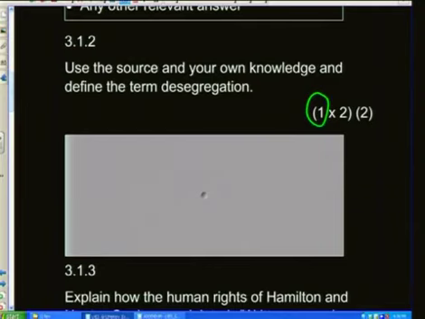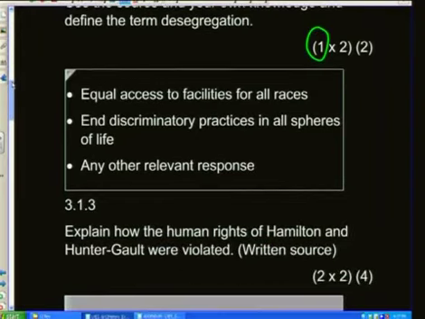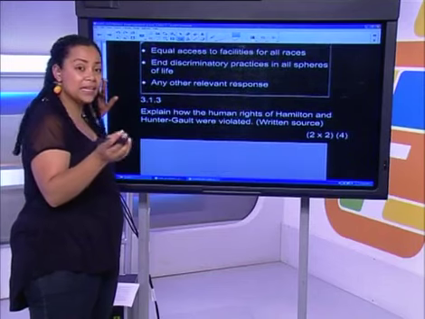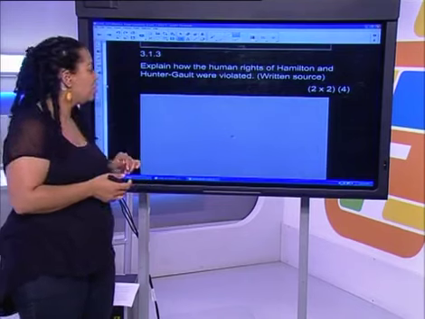It asks you to use the source and your own knowledge to define the term desegregation, which I think is extremely important. You could explain it by saying that it means equal access to facilities for all races, or it could mean the end of discriminatory practices in all spheres of life. So don't fret over whether or not you were able to memorize the answer. You just need to use simple common sense and carry on with it. And remember what I said earlier: if you're able to explain it simply, then we, your examiners, will be able to mark it simply and understand what it is that you are trying to say.